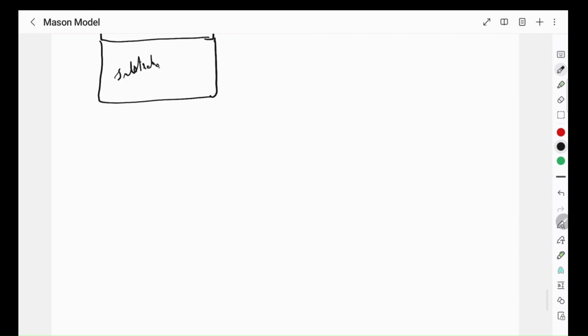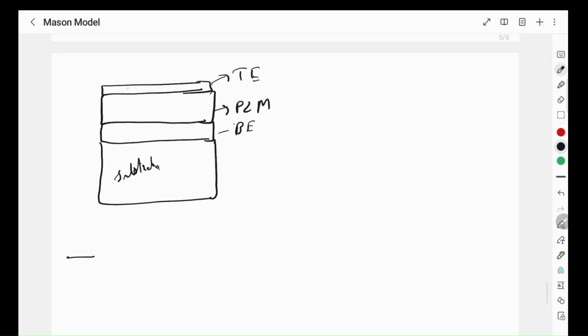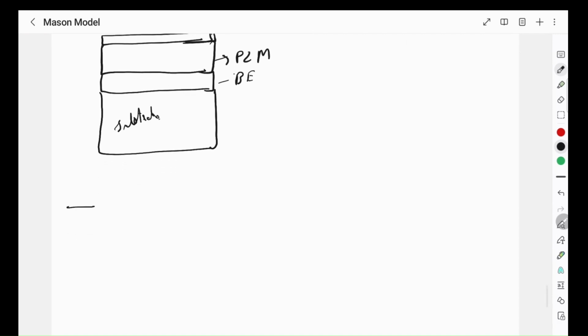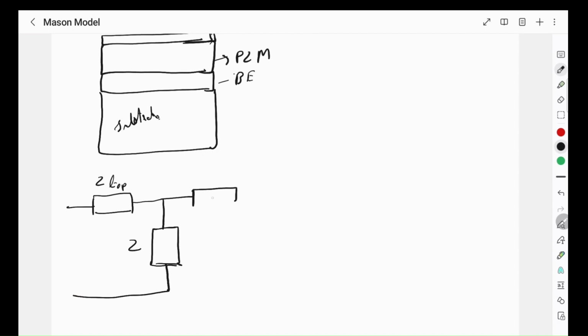So how do I write a Mason model for this? The first part is where I have the top electrode. That top electrode I'll have to solve in terms of the impedance of the top electrode. Then there is an effective impedance here, and then I'll have the impedance of the top electrode. So this is the top electrode part.